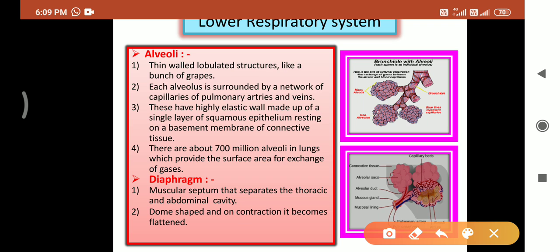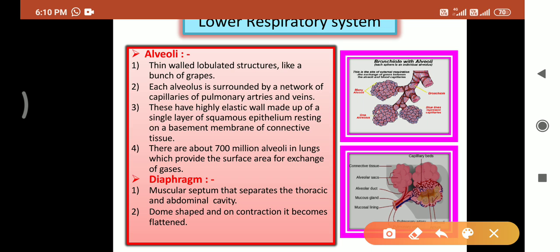So this is very important when we talk about this. Why is it important? Because of the network of capillaries, which are the pulmonary arteries and pulmonary veins. Pulmonary veins take the oxygenated blood and pulmonary arteries take the deoxygenated blood. We will discuss that in later videos on circulation. For now, just remember there is a network of capillaries of the pulmonary arteries and pulmonary veins. Why is it important? Because oxygen diffuses into the blood, and the carbon dioxide goes out into the alveoli.